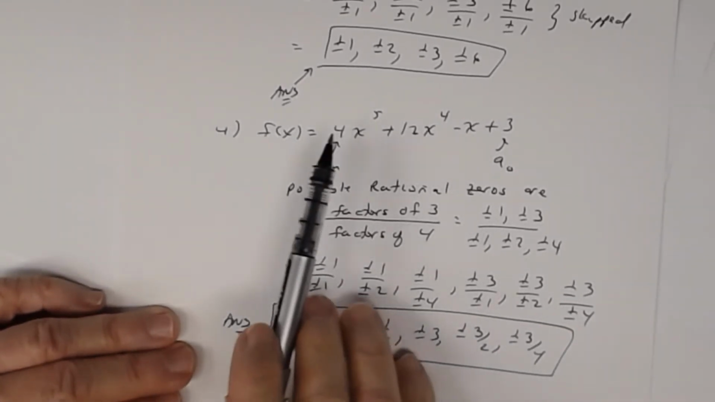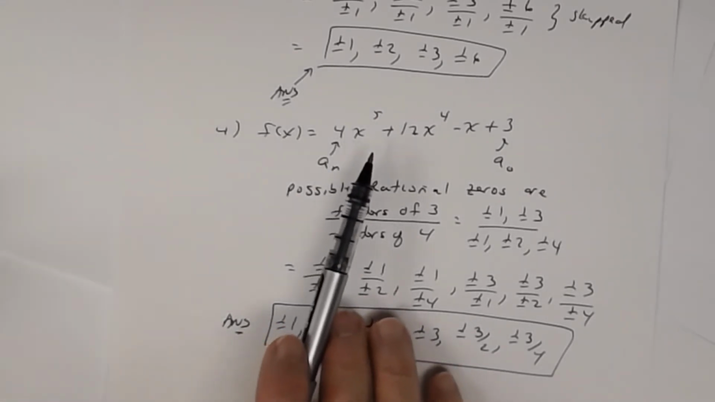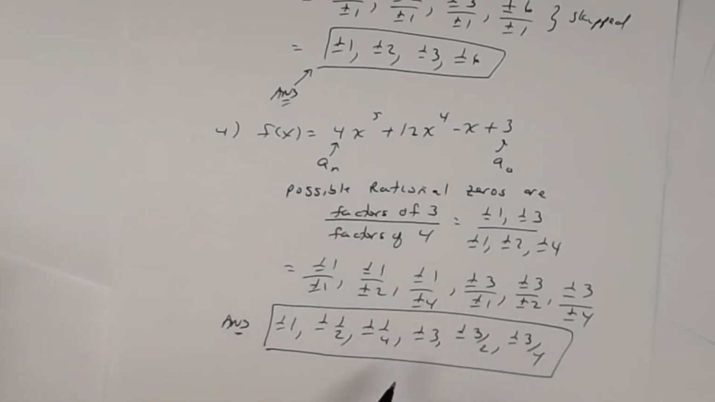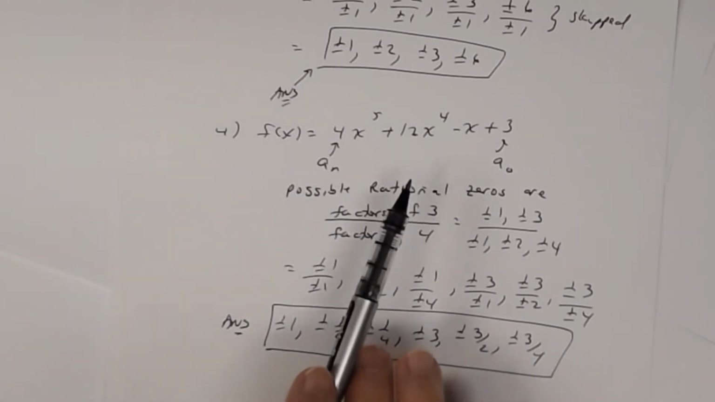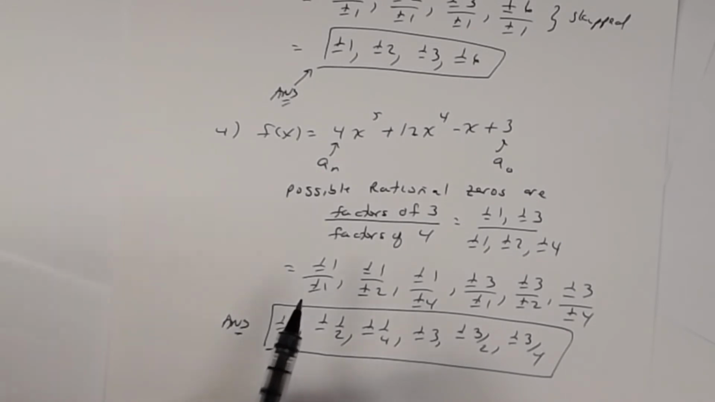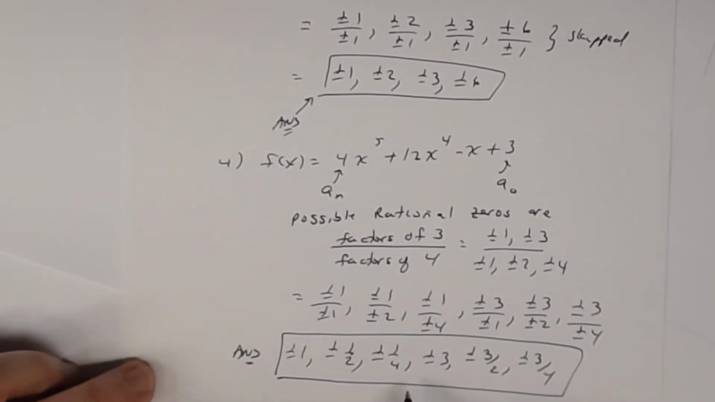So if this function has any rational zeros, it will be one of these listed. Now it doesn't say anything about irrational zeros. Remember, this is called the rational zero theorem, not the irrational zero theorem. So these are all rational numbers. Y'all see that? None of them are irrational. They're all rational. So these are your possible rational zeros.